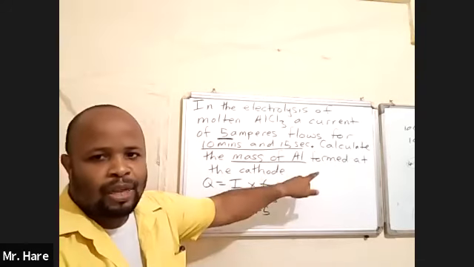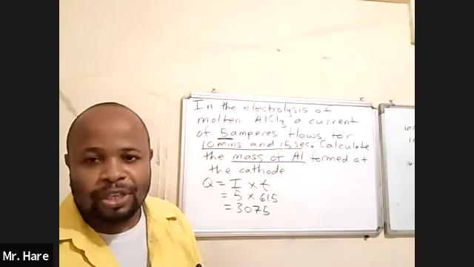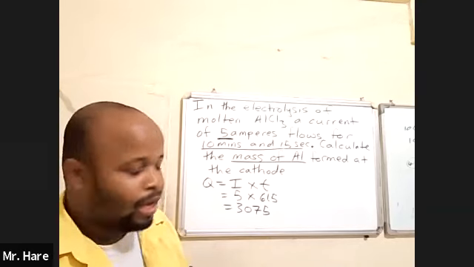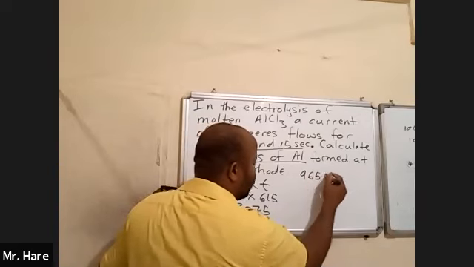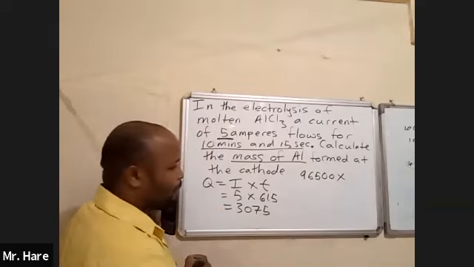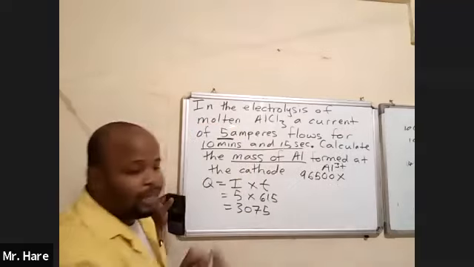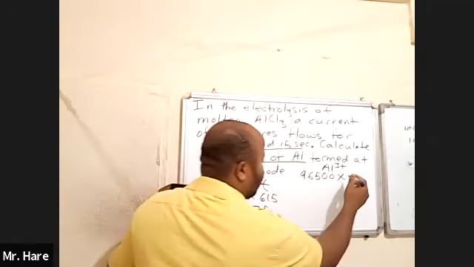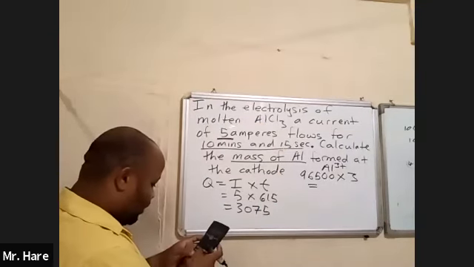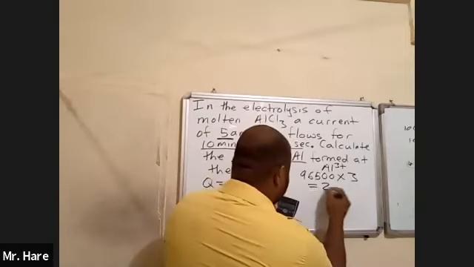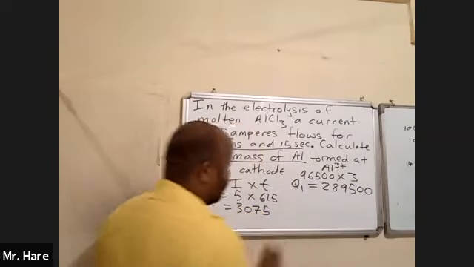If we're interested in aluminum, what is the charge on the aluminum? 3 plus. So if it is 3 plus, it should be 96,500 times how much? 3. Right. Because the aluminum ion is 3 plus, it will need to gain 3 electrons. So we times it by 3. So 96,500 times 3, and we get 289,500. All right, so that is Q1.